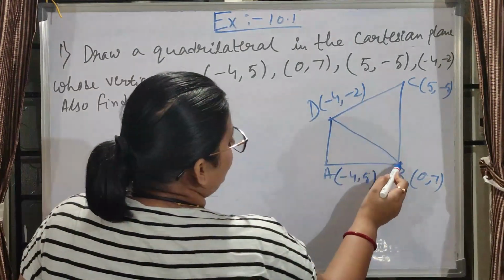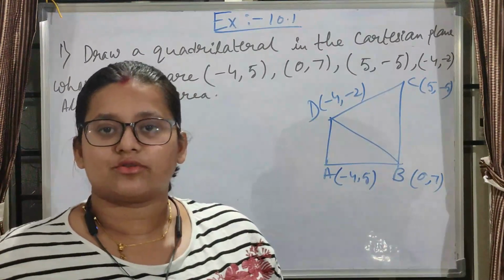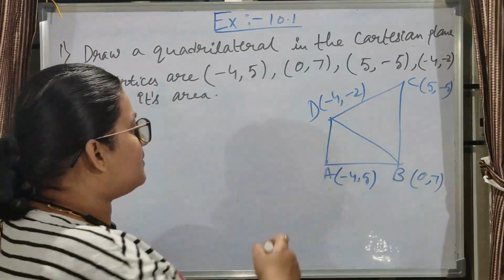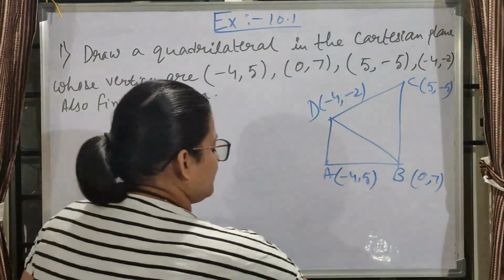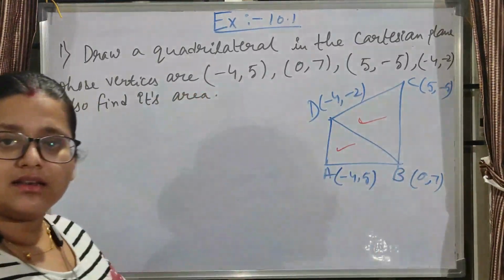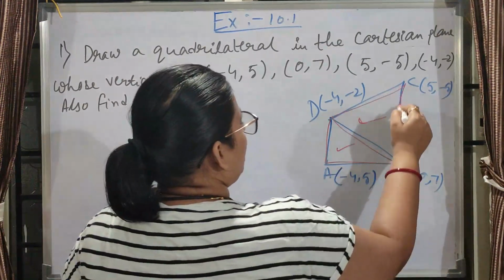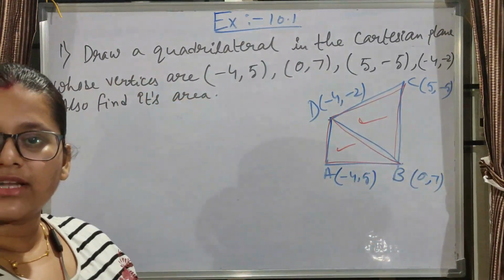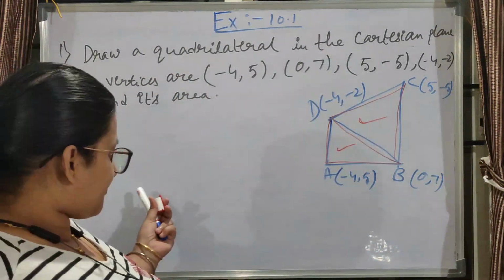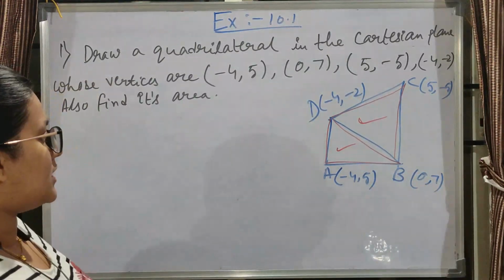So for finding the area, we know the area of a triangle whenever the vertices are provided. So I am joining these 2 points B and D. So this will become 2 different triangles, right? This one is one triangle, this one is another triangle. We can find the area of triangle ABD and the area of BCD, and if we add those 2 areas, the answer will come for the area of the quadrilateral.